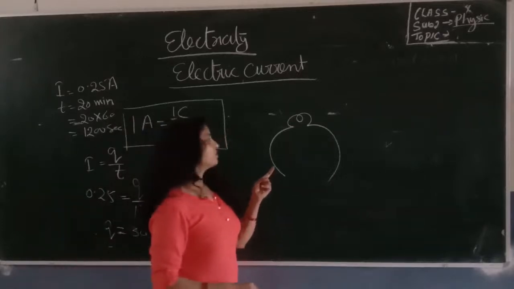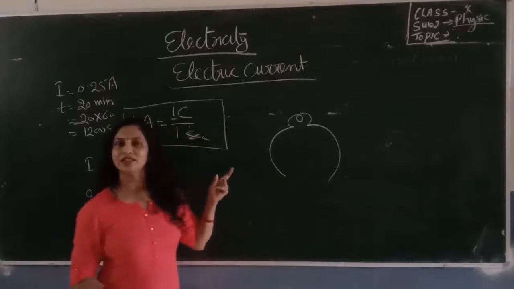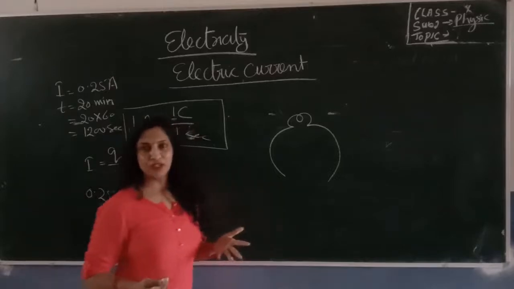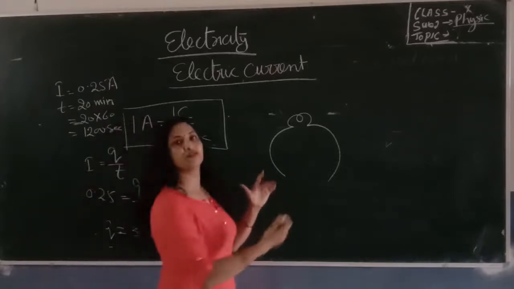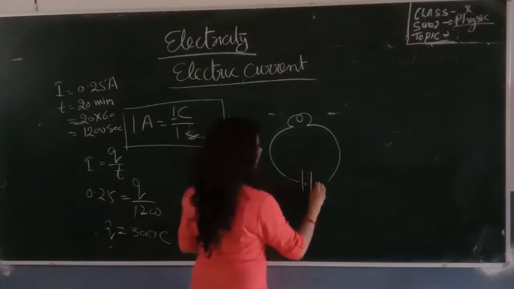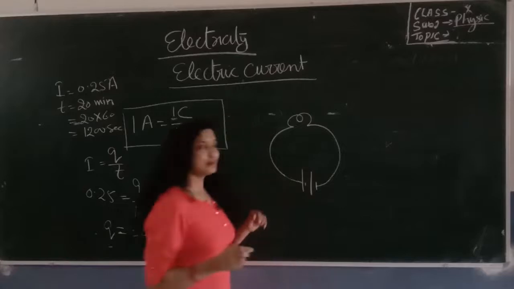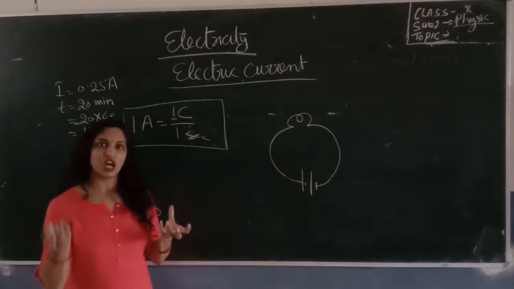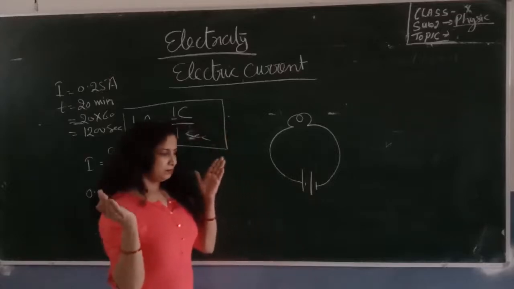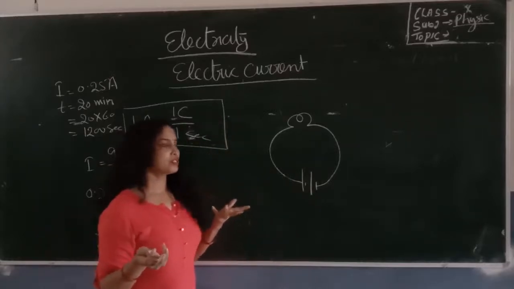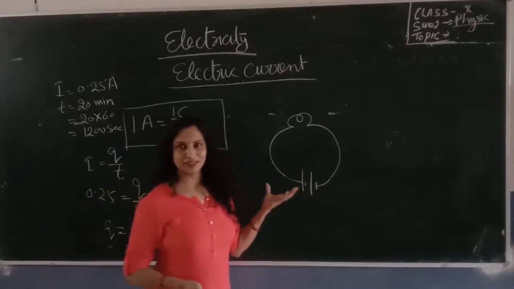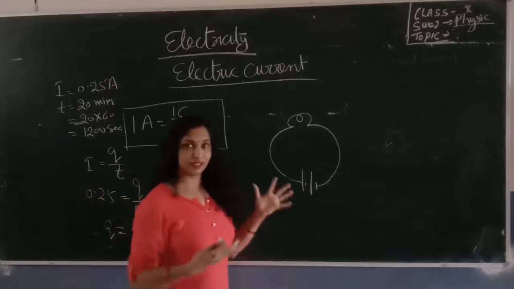Because the electrons present in the wire do not get a flow. So for the flow of electrons, what do we have to do? We have to develop a potential difference between the points. What is meant by potential difference? I explained in the last video that potential difference means you are creating a difference between the charges. We develop the potential difference by applying a cell or a battery in a circuit.